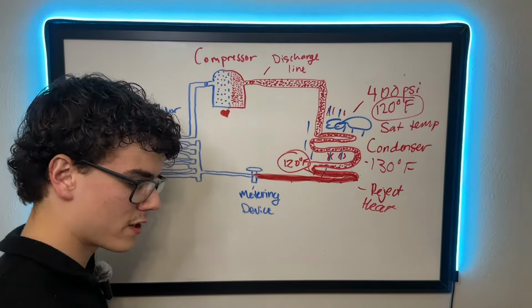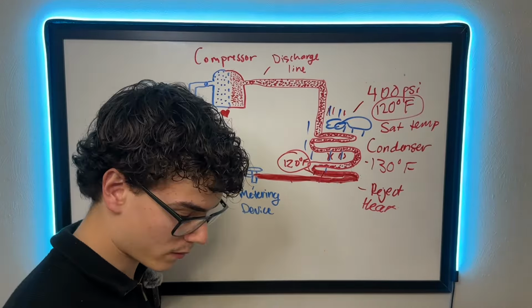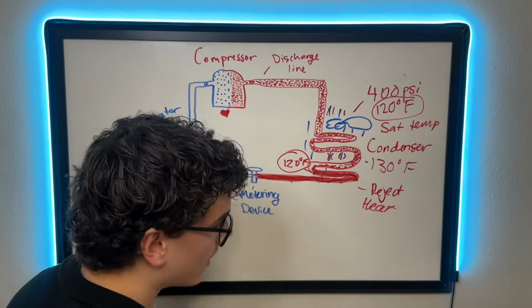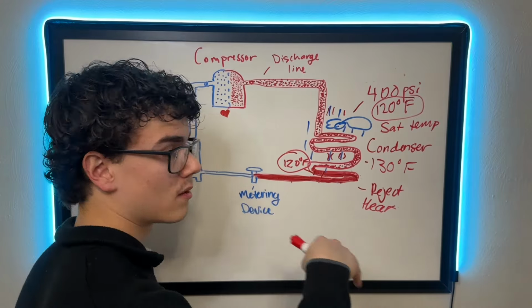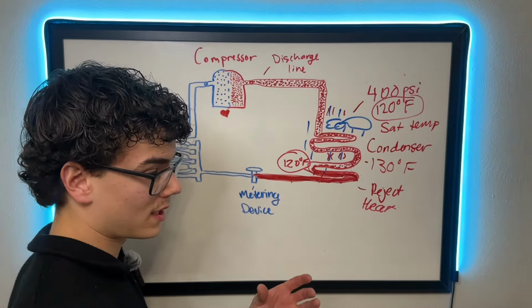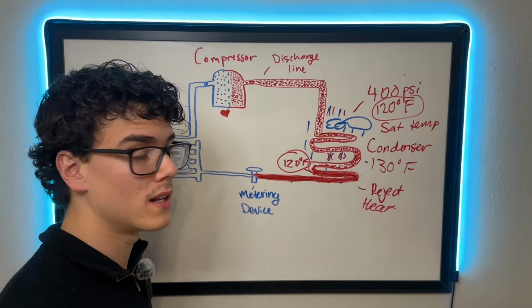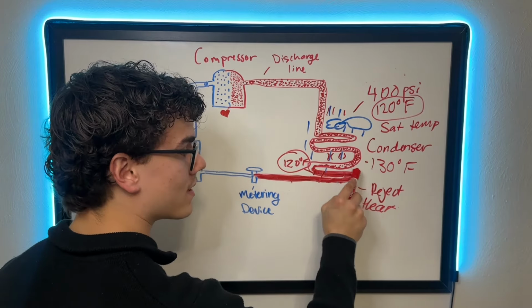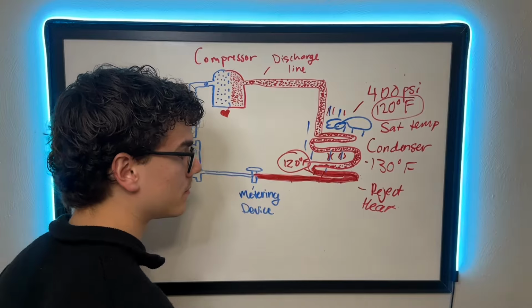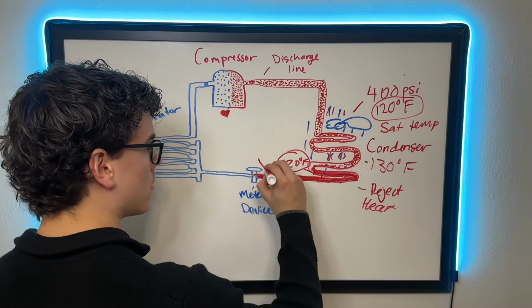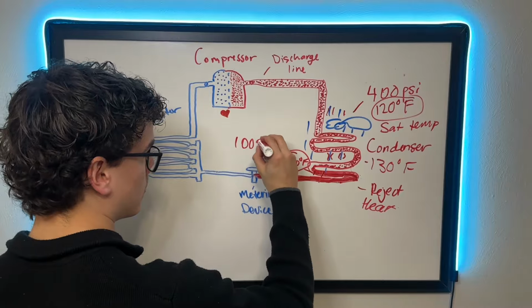All right, so we've rejected heat from our refrigerant. And the way that we did that was by getting this condenser really, really hot so that the outside air, 90 degrees, can cool it off. And in the process, we condense the refrigerant into a liquid. Now we've got a full column of liquid, right? That right there is 100% liquid.